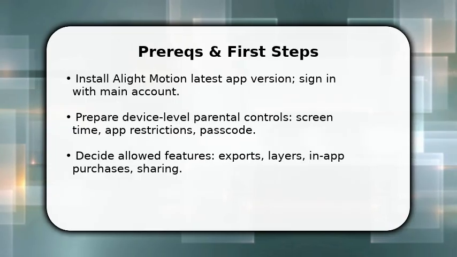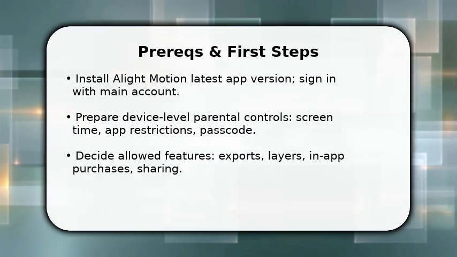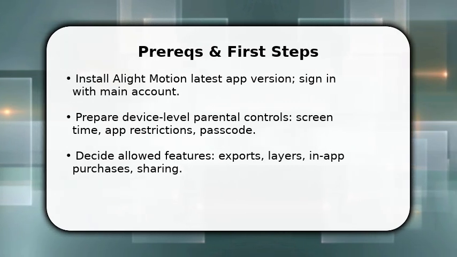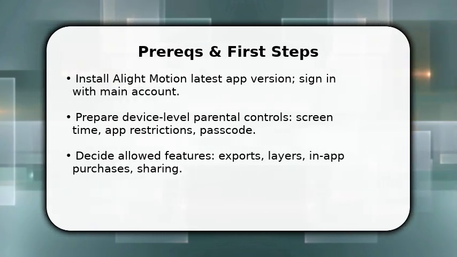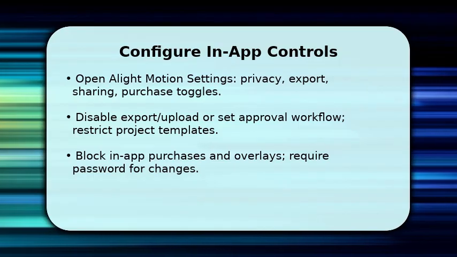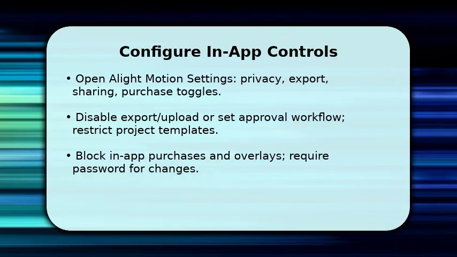Now return to Alight Motion to access its settings and prepare to apply internal app restrictions step by step. Inside Alight Motion, navigate to Settings and then Privacy or Account Options. Aim to disable or tighten export and sharing features. Once there, toggle off direct uploads or set projects to private so files remain local.